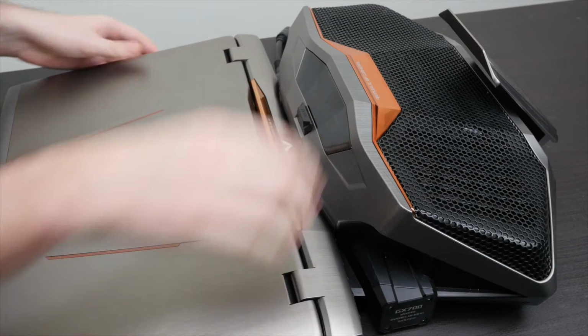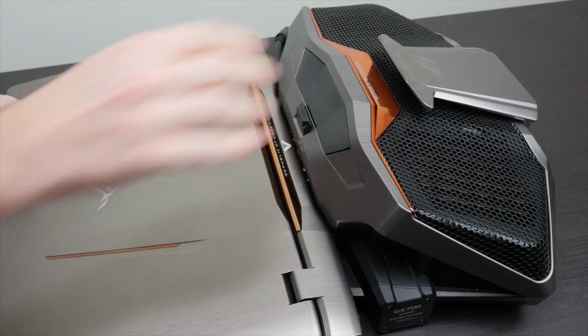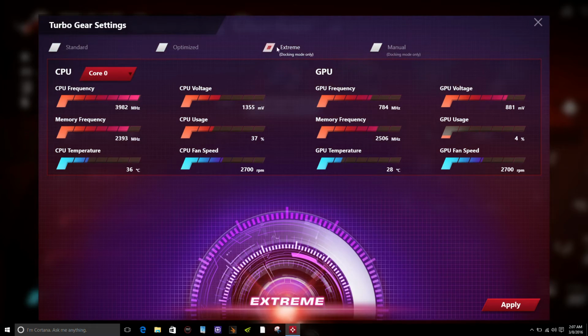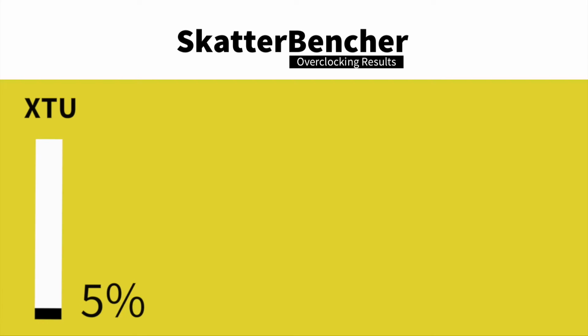Now that we've docked the notebook onto the water cooling system, we go into the ROG Gaming Center and check the turbo gear settings. We notice that the setting went up from standard to extreme. We notice that the CPU frequency increased to 4 GHz, the GPU frequency increased to 1,227 MHz, and the GPU memory frequency to 3.5 GHz. Once again, we check the benchmark results.